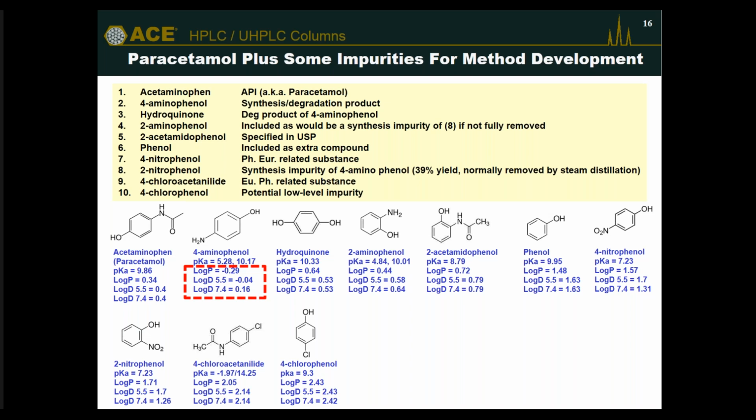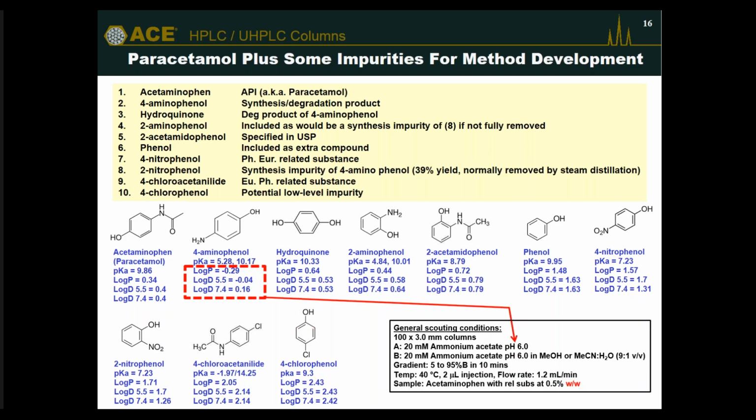But if we look at the log D values, which is the distribution of different forms at different pHs, we can see that as we increase the pH, the polarity of the compound, or the hydrophilicity of the compound, reduces. And so for that reason, normally we would screen as a first start at acidic conditions. For this particular analysis, we actually screened at pH 6 to give us retention of this initial compound, 4-aminophenol.